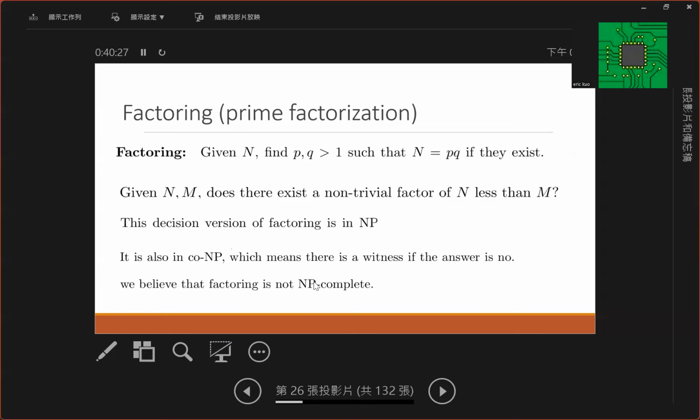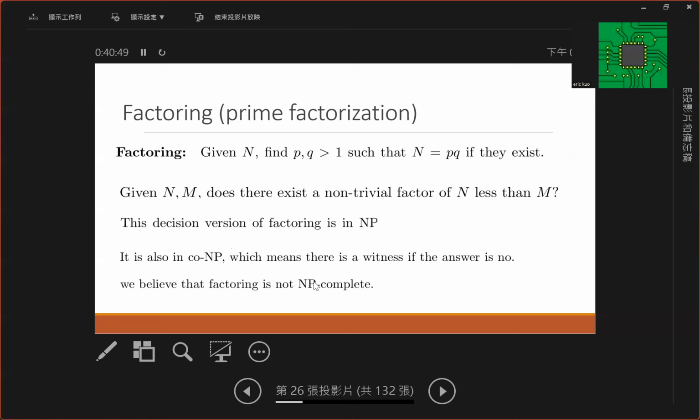Simple, right? Given a composite number n, we want to find a p and q such that n is p times q, if there exists one. I mean, if p is prime, then you can check it, right? But the problem is you need to find some prime factor. So these are the so-called search version, because you need to find the prime factor.